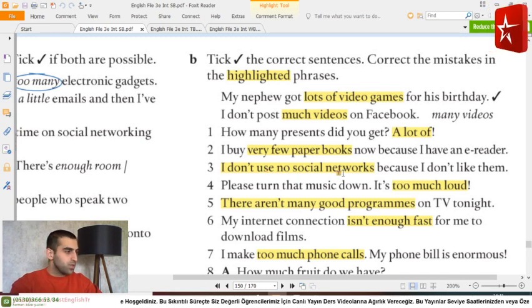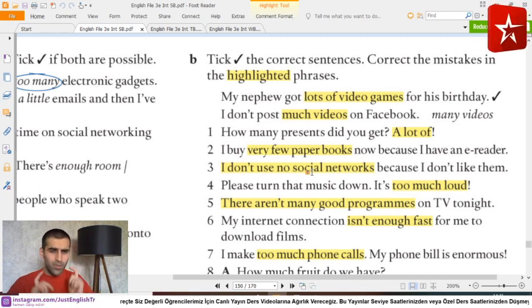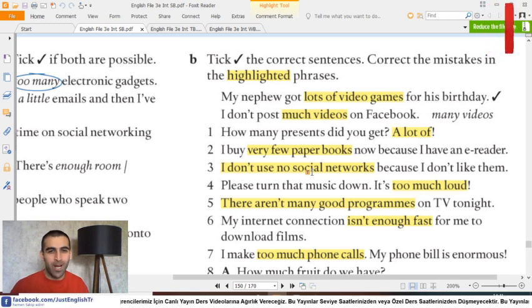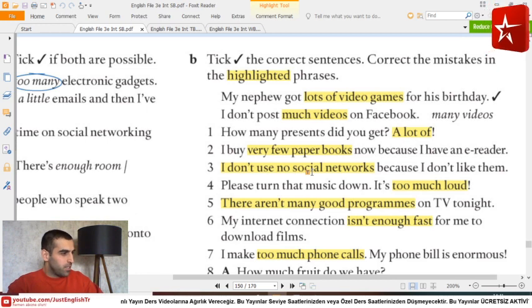I don't use no social networks. Is that correct or false? Irina says false. Why? The question is why. Can you tell me why it is false? Elif, Yaren Küçük, thank you. Okay. All right, number 3. Number 3, false. Melis says, yes, it is false.